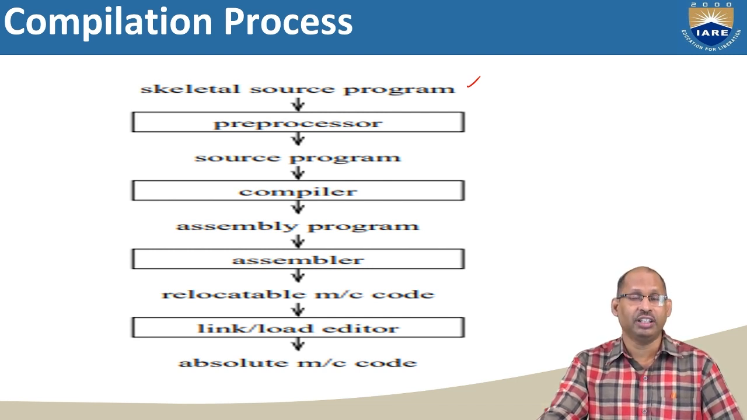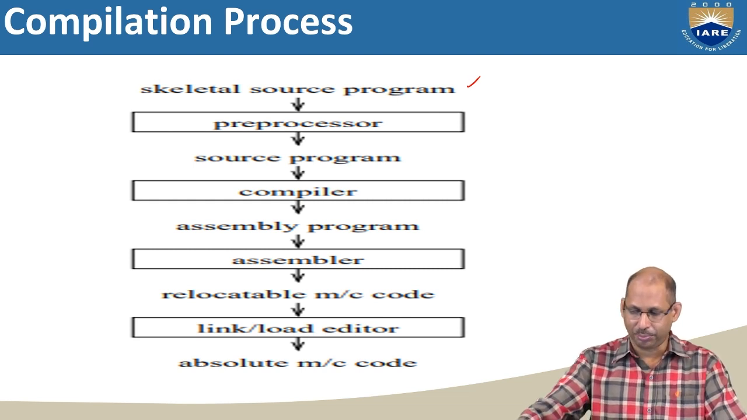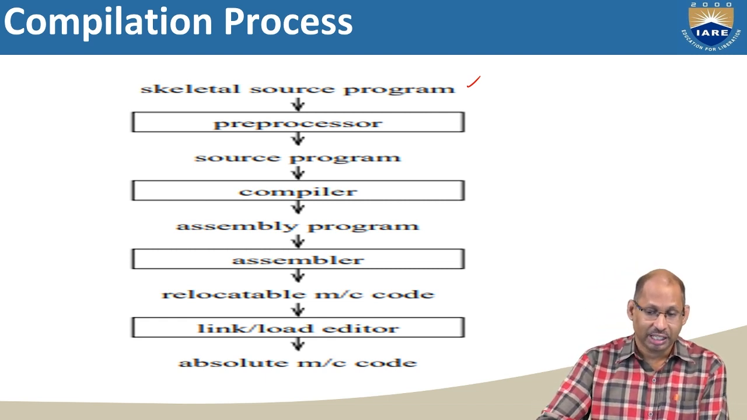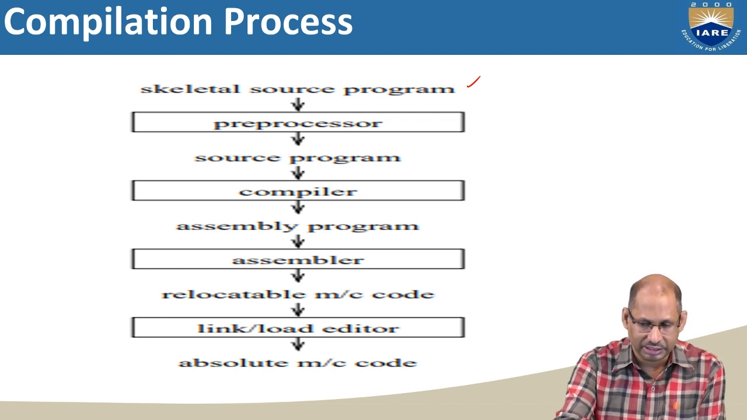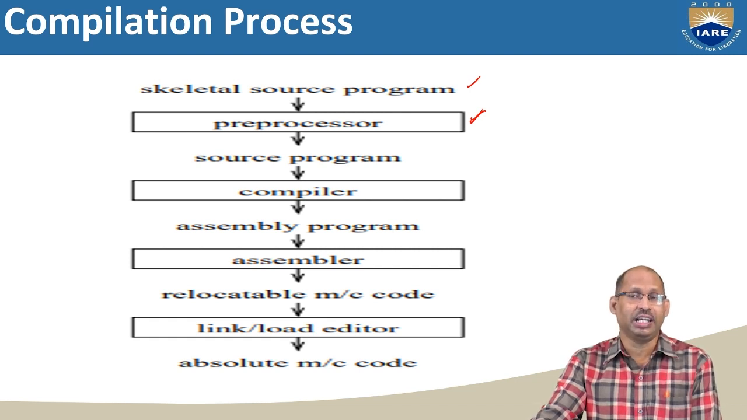Whenever we use preprocessor commands, the number of statements should be 2 or 3. Then we get the advantage of the preprocessor. If it is more lines, it is better to use a function. So the first one is the preprocessor, where we process all the preprocessor commands. The output of the preprocessor is the source program, which will be the input to the compiler.